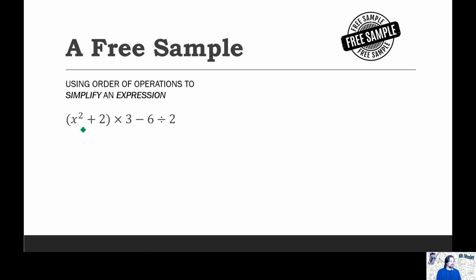So this says I have x squared plus 2 times 3. So I'm going to multiply each term inside the parentheses, because I couldn't combine them, by 3. So we do times 3 to the 2, and times 3 to the x squared. So that leaves me with 3x squared plus 6. And then we drop in the rest of these things, minus 6 divided by 2.